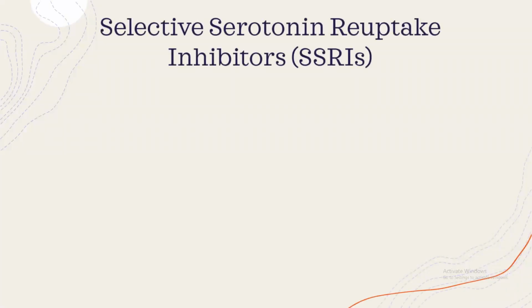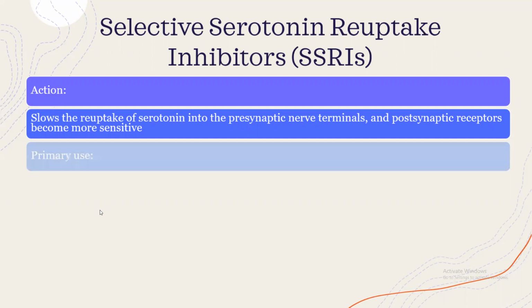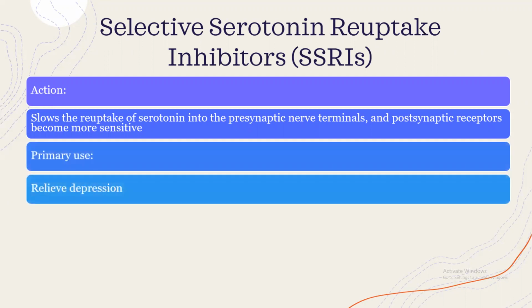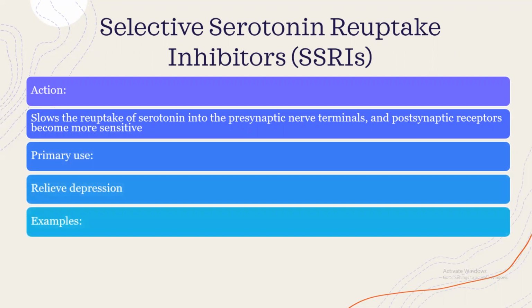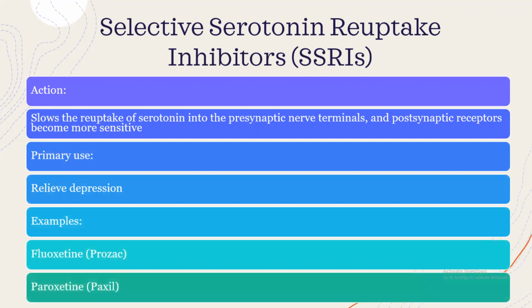Then we come to selective serotonin reuptake inhibitors, which are SSRIs. Their action is that they also block reuptake, but of serotonin only. That's what the name says. They selectively inhibit serotonin reuptake into the presynaptic nerve terminals, and postsynaptic receptors become more sensitive. Their primary use is to relieve depression, and their examples are fluoxetine, with Prozac as a brand name, and paroxetine, with Paxil as a brand name.